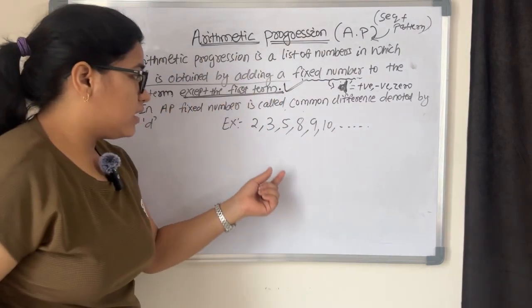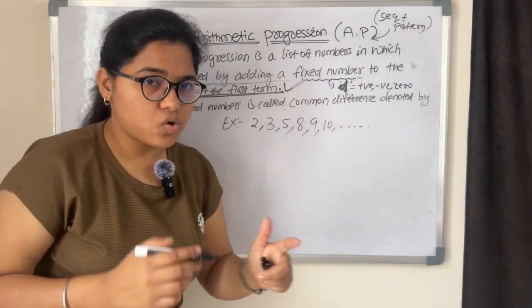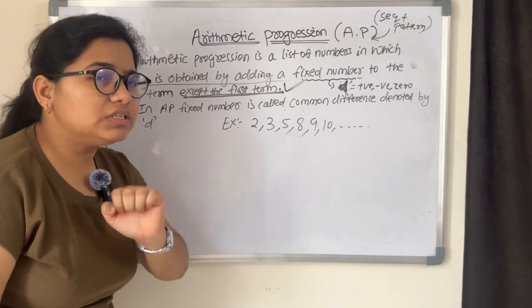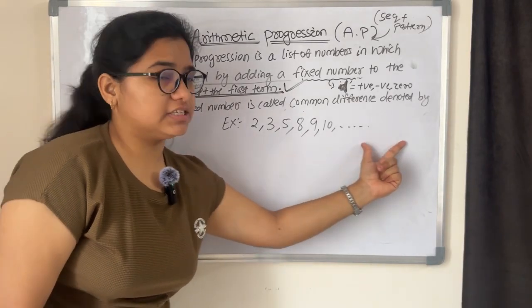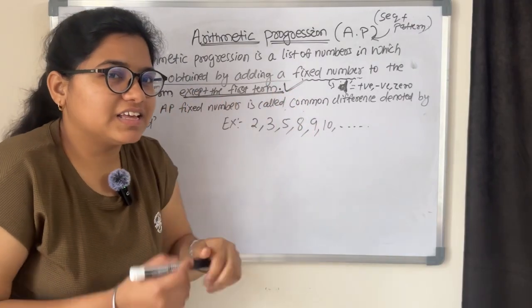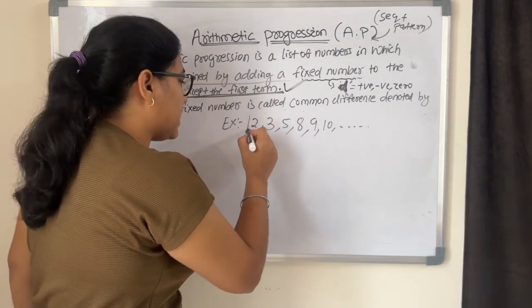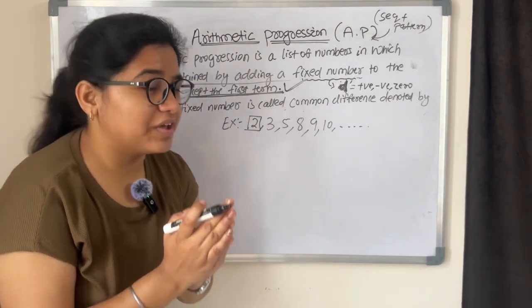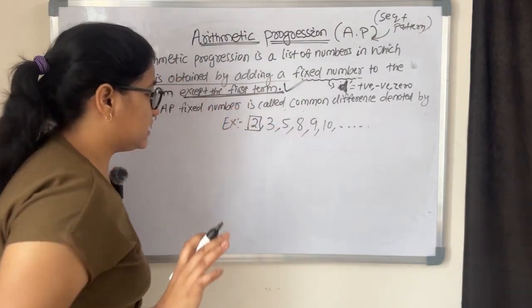Tell me, see, this is a sequence first. But you need to check whether this sequence is in AP or not. First, what is the process? Keep it as it is. Keep the first term as it is.